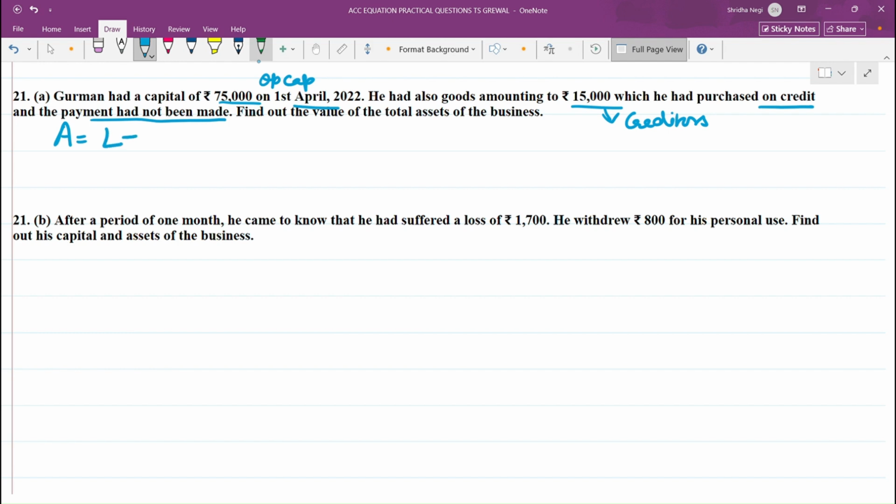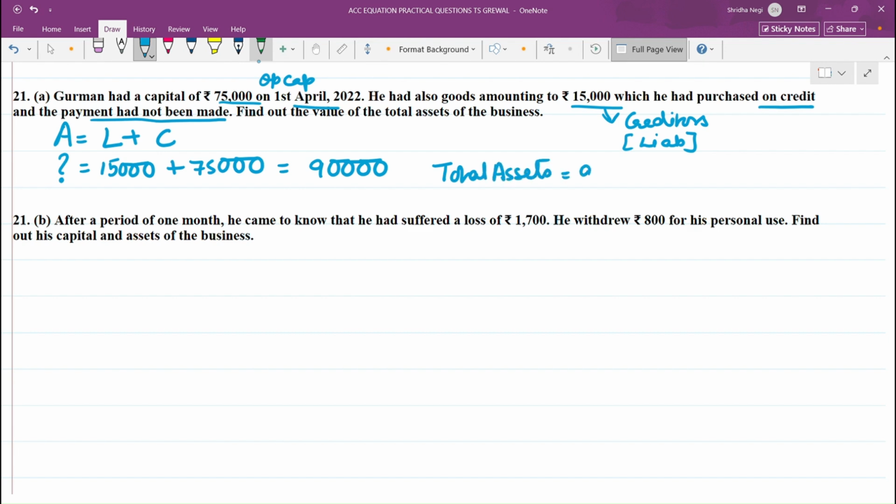Now assets is equal to liability plus capital. हम हमेशा ये बोलते हैं ना equation. So you have to find out this asset. Asset की value निकालनी है. Now what is the liability here? These creditors, they are your outside liabilities. So creditors कितने हैं? 15,000. तो वो liability के अंडर आएंगे. And capital, which is the opening capital, is 75,000. So how much it is? It is 90,000. So the total assets are, what is the value of the total assets? Total assets is equal to 90,000. Through the equation, you got this answer. Now 21 ka B part.